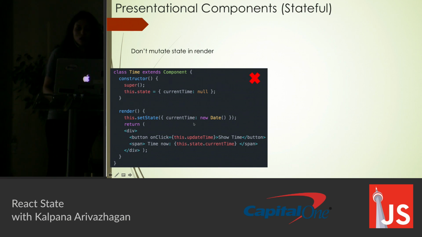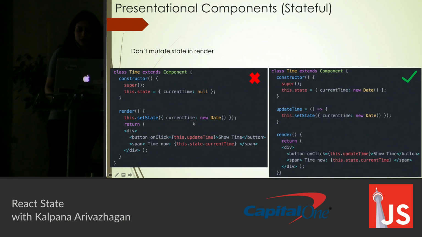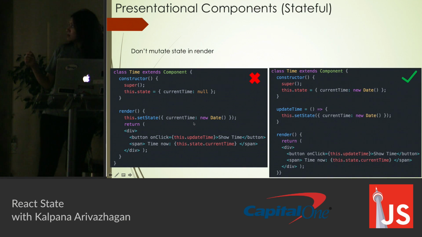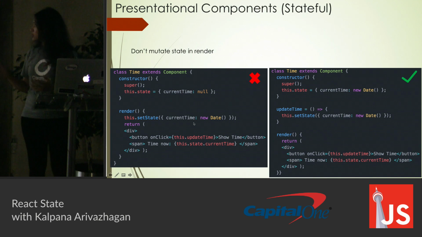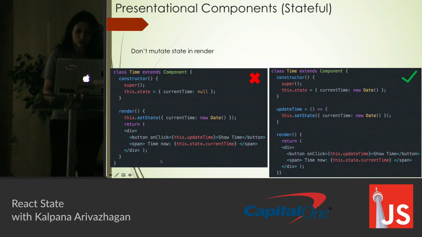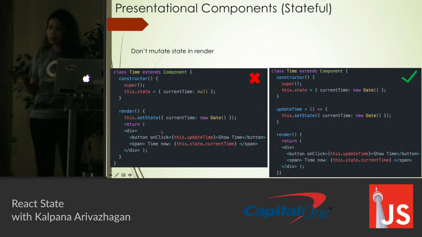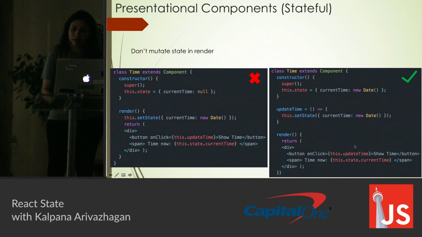So to avoid this, we can do something like this. Again, there are a lot of ways to solve this problem. This is one of the approaches that I chose for this presentation. The only difference on the right side of this presentation is that I've removed the setState from my render function itself, and in turn, I've moved setting currentTime to new Date into my constructor.